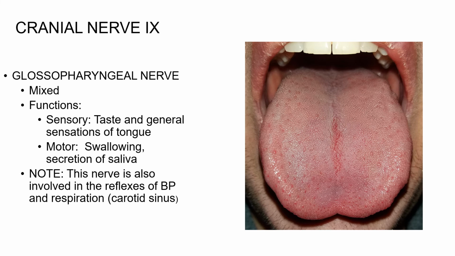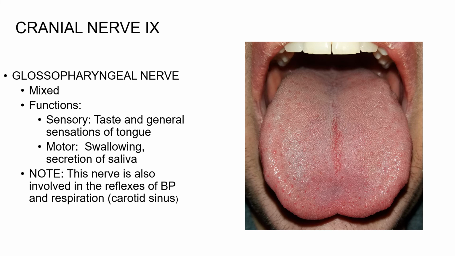Have them do that with their eyes open and their eyes closed to test the integrity of that division of the nerve. And then from a cochlear standpoint, make sure they can hear. So whisper something in their left ear and make sure that they can understand you. Whisper something in their right ear and make sure that they can understand you.